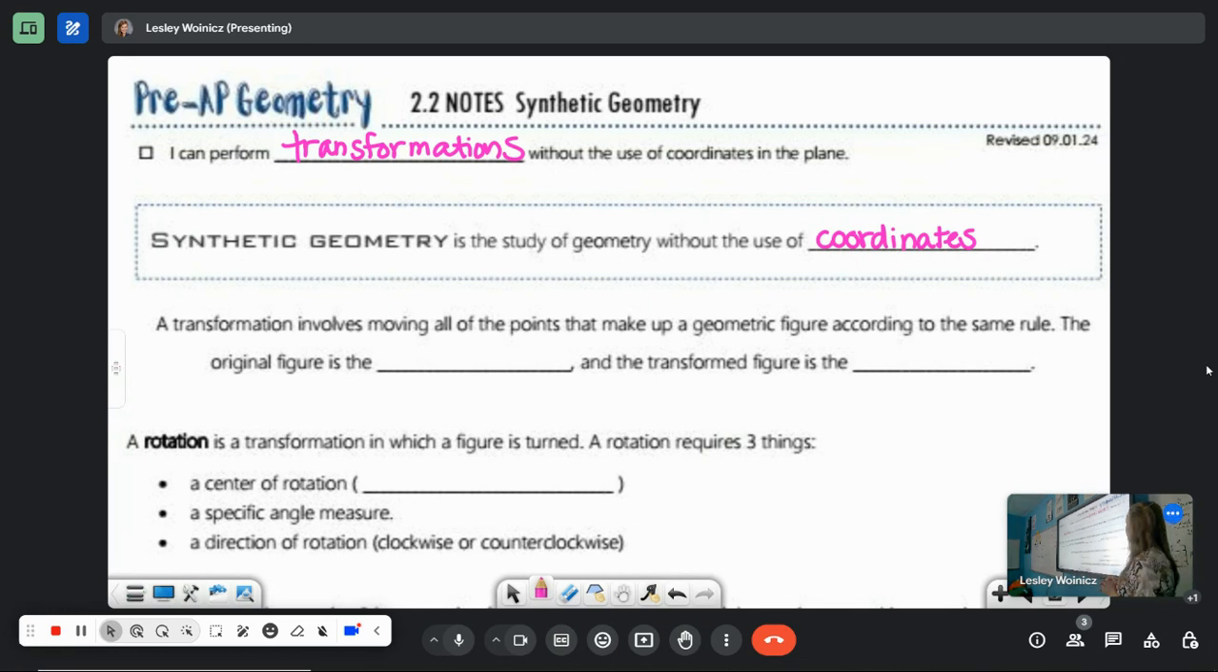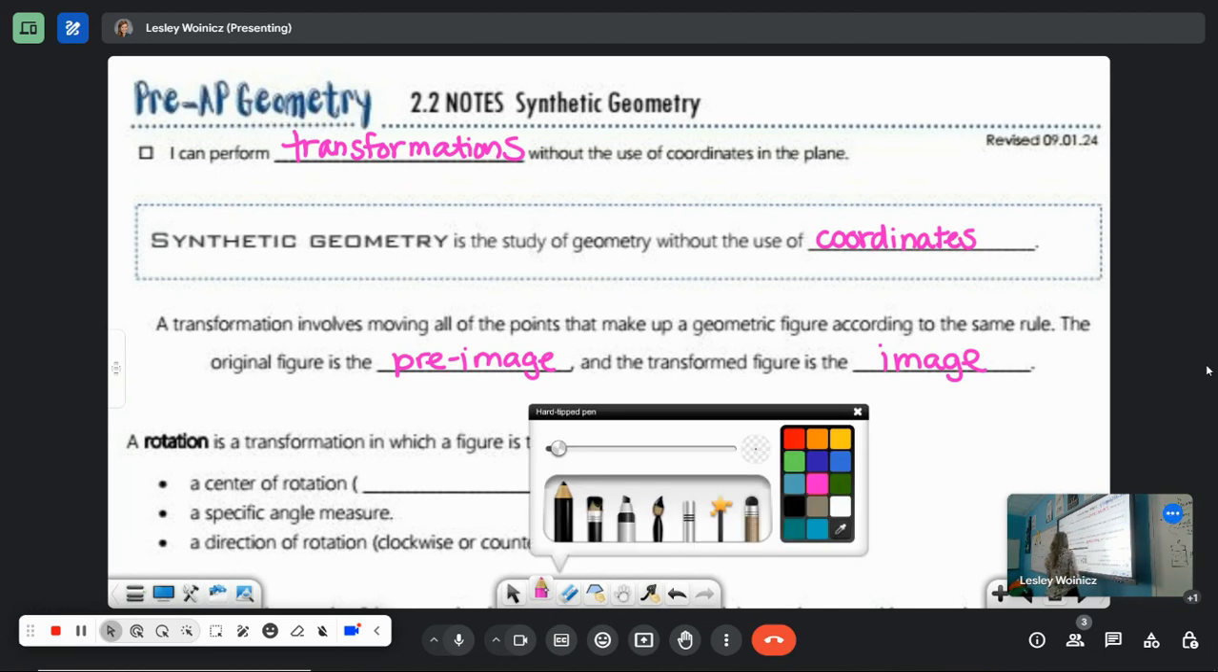A transformation involves moving all of the points that make up a geometric figure according to the same rule. Like we translate along a vector. We rotate the whole figure about a point. We reflect the entire figure in a line. They're all going according to the same rule. And then the original figure is our pre-image. Have we talked about this yet? And the transformed figure is the image.